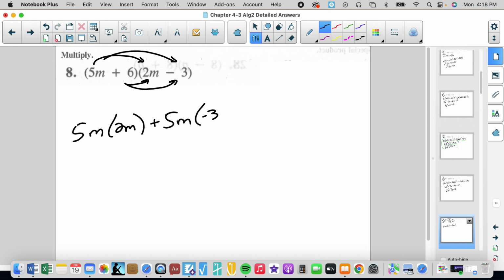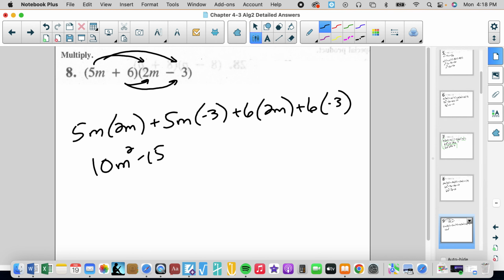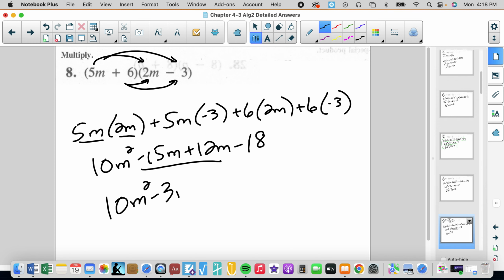Plus 6 times 2m plus 6 times negative 3. 10m squared minus 15m plus 12m minus 18. And in the section before, section 4.3, we multiplied monomials times monomials. That's why it was important to know those. So when we see this, we can combine them pretty quickly. So we get 10m squared minus 3m minus 18.